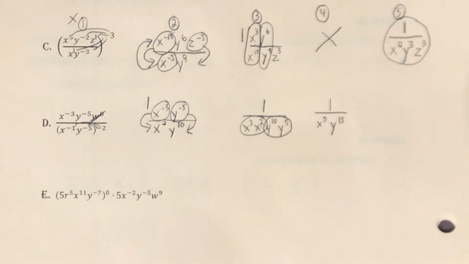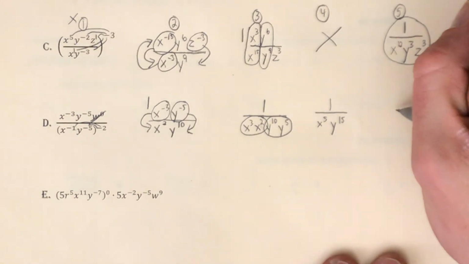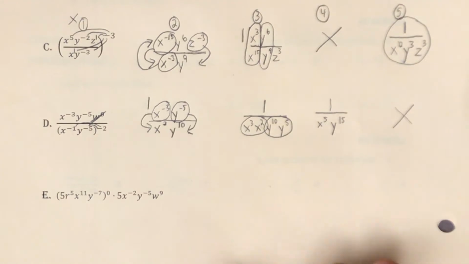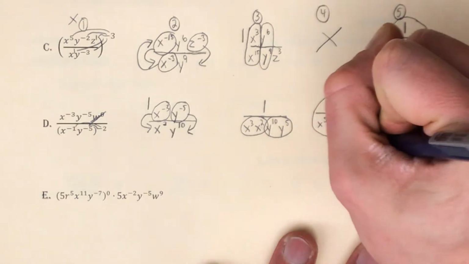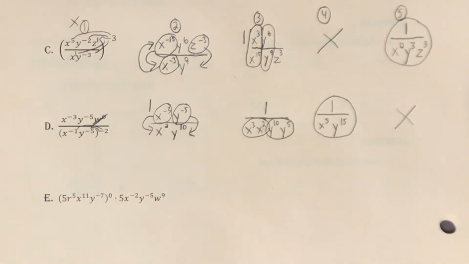So then the last rule we check for is our quotient of powers rule, which says, do we have the same bases on opposite sides of the fraction? Well, because I only have a number 1 on the top, that means I can't have the same base on the top and the bottom. So we don't even have this rule. So that means that my final answer is 1 over x to the 5th, y to the 15th.